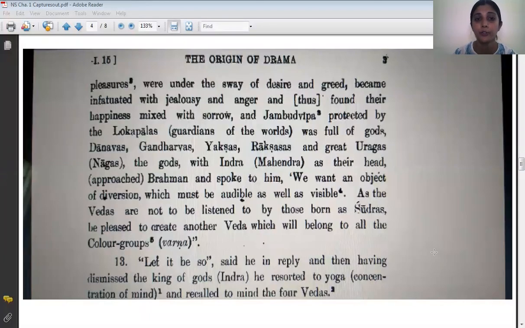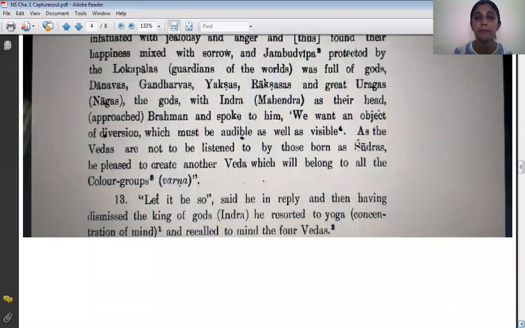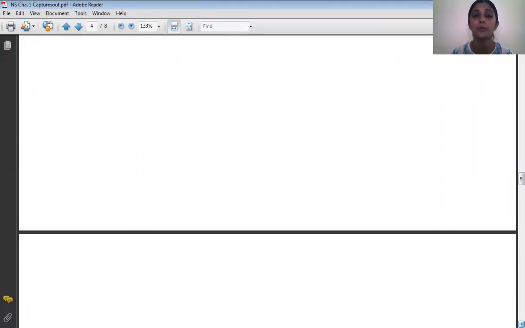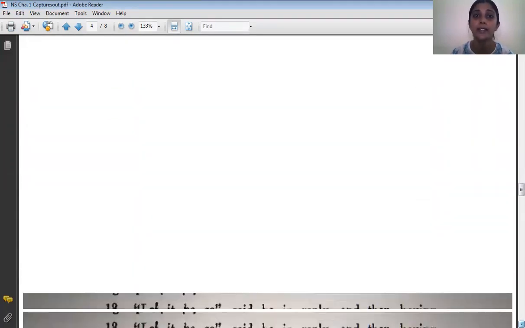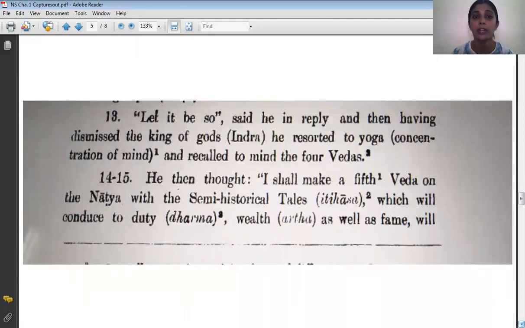Vedas, this story I also told you, are not listened to by those who are born as Shudras. And that is why they request Brahma to create another Ved, which is a combination of all the four Vedas and which is open to all. And then Brahma said, Tathastu, let it be so. And then he went into meditation, and thought about what he can take as an essence, as a culmination from all the four Vedas, and what can be created out of them.